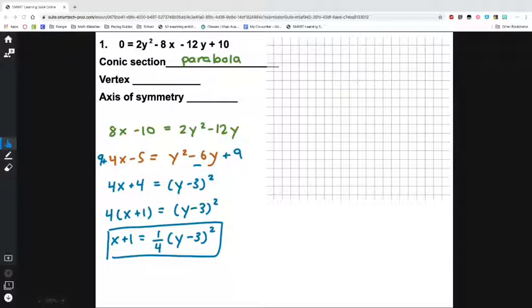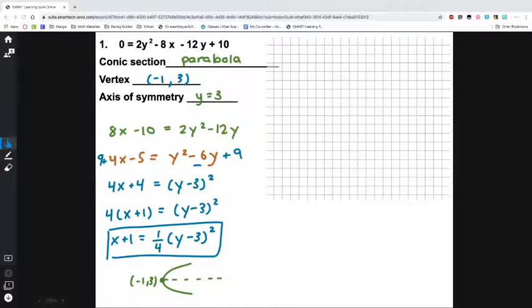The vertex, h, k, is the number with x, -1, and then the number with y is 3. That gives us a vertex of -1, 3. Now, if we think about the way that this parabola is facing, again, we've got a case where y is the term being squared, which means it either opens left or right. Because the stretch is positive 1/4, we have a parabola opening up to the right. And this is the vertex -1, 3, which would make the axis of symmetry, that horizontal line, y is equal to 3.